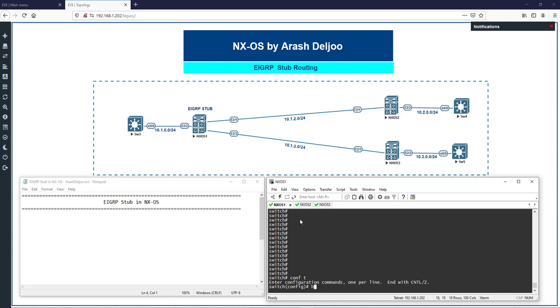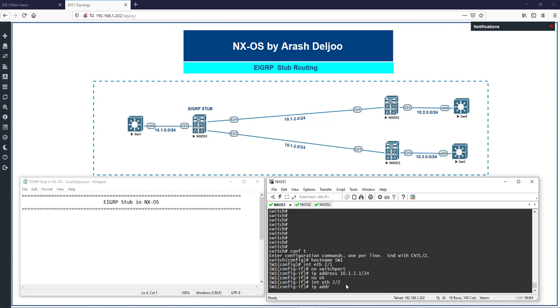On NX-OS1, conf t, hostname is switch 1. Also we have three interfaces. Eth2/1 is the first interface on switch 1. First we should configure no switchport, then we should configure the IP address as 10.1.2.1/24, then no shutdown. Again, we have interface Eth2/2.